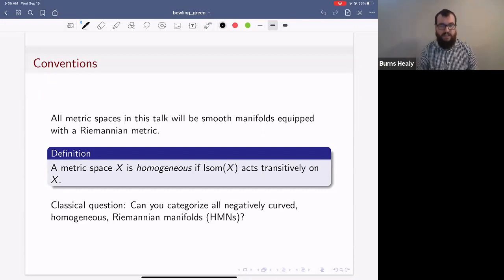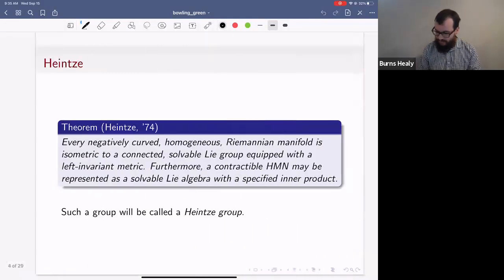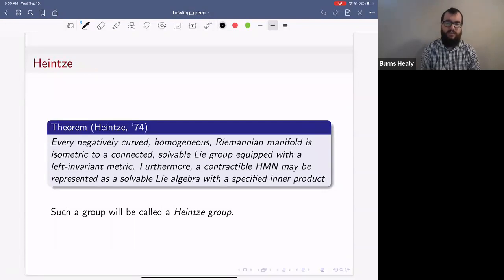They're homogeneous. They're, you know, these very nice things, but they are also symmetric spaces. And so really what this question says is, if you drop the requirement that you're looking at symmetric spaces, what else do you get? What else do you see in that universe? So that was the question that was a very, very big deal. This was answered by Heintze in 1974.